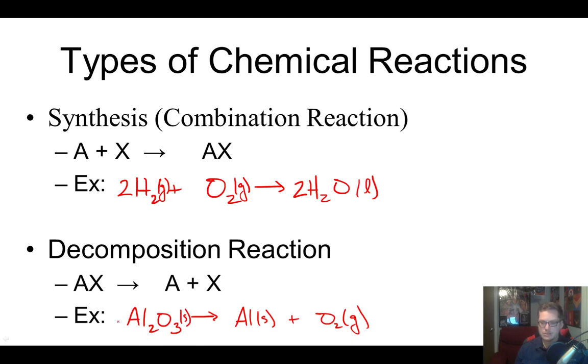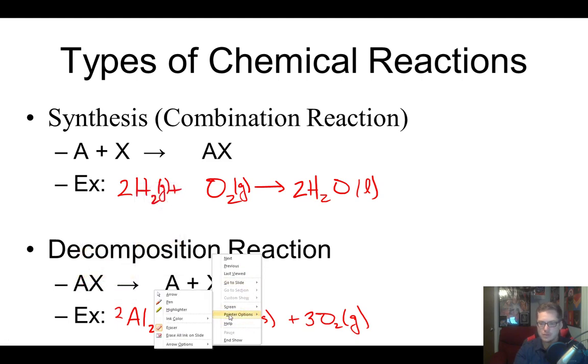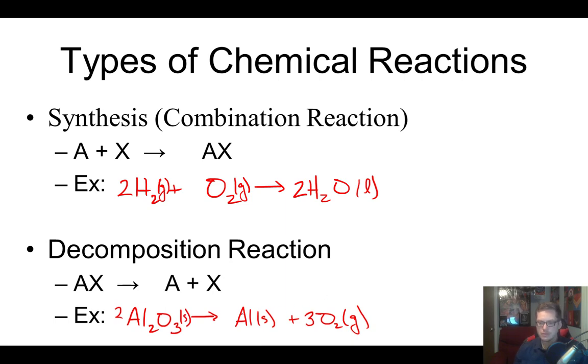Let's go ahead and balance it. We've got two aluminum, so we'll throw a two out there. Then the oxygen: we've got three here and two here. So we've got three oxygens, two oxygens, which means I've got to change my aluminum real quick. That's what I get for not thinking it through. I should have picked a different example. So anyway, we'll throw a four there. So we've got four, six, cool. So there's your decomposition reaction.